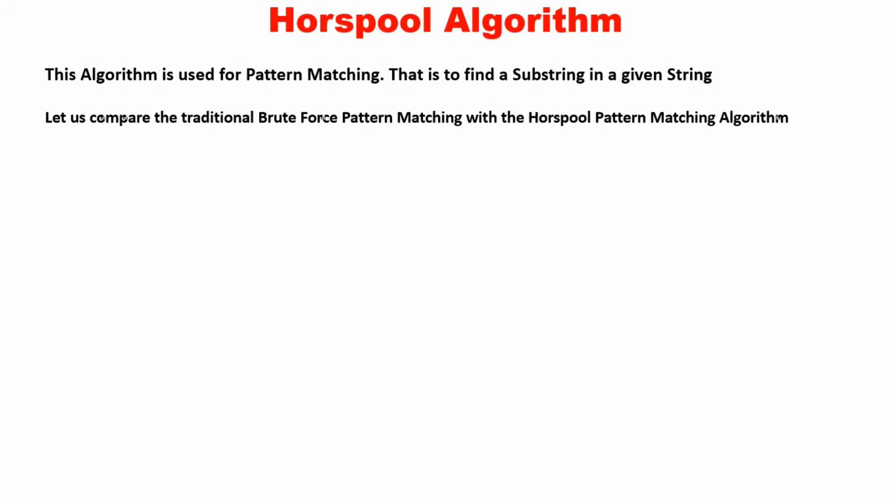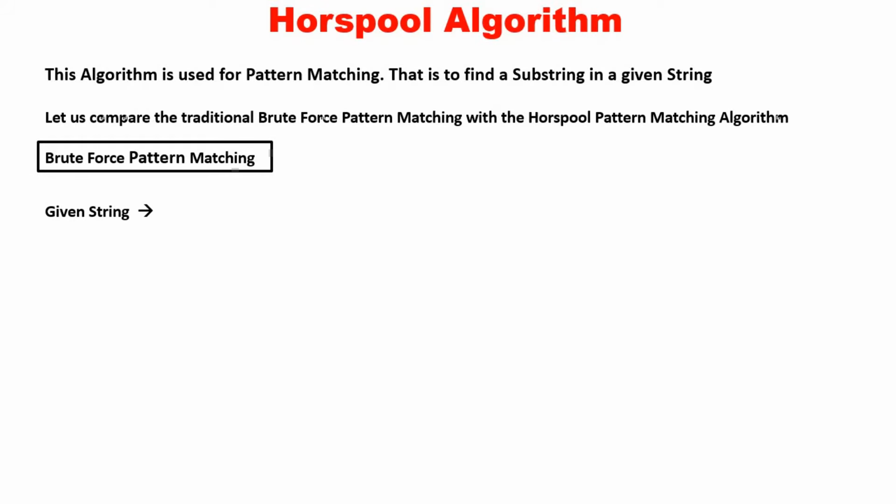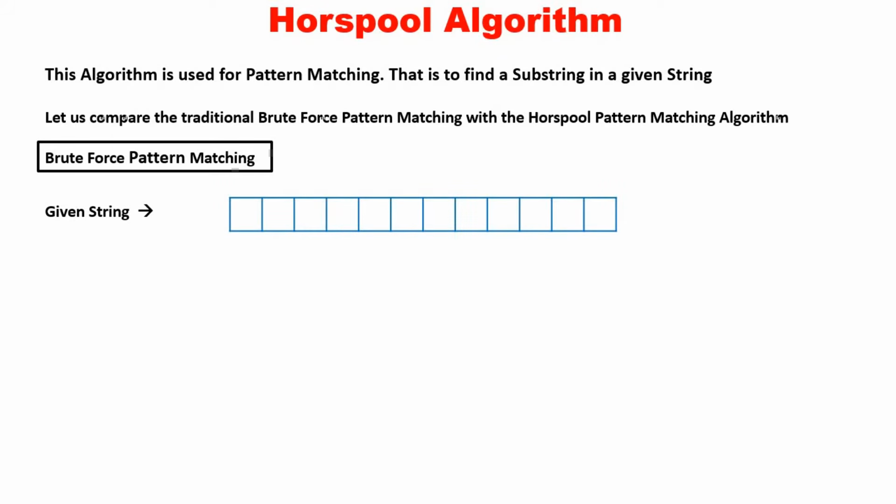Let us compare the traditional brute force pattern matching with the Horspool pattern matching algorithm. Very simple comparison. So, brute force pattern matching: this is a given string. I have not written the characters. Assume this is the given string and this is the given pattern string. In the pattern, there are only 4 characters. So, now the pattern is compared with the first 4 characters of the given string.